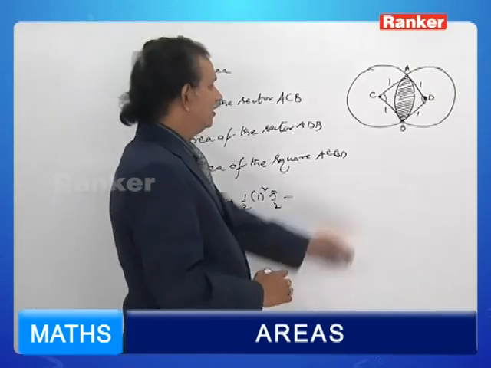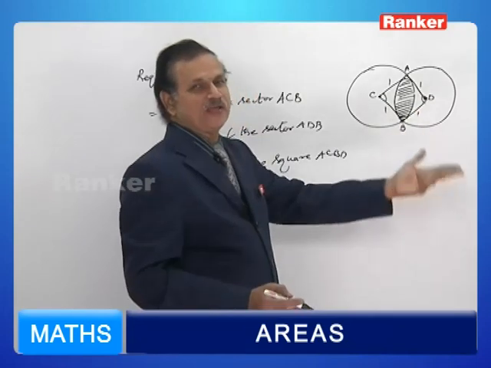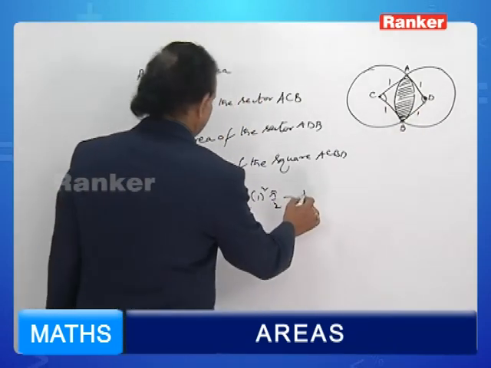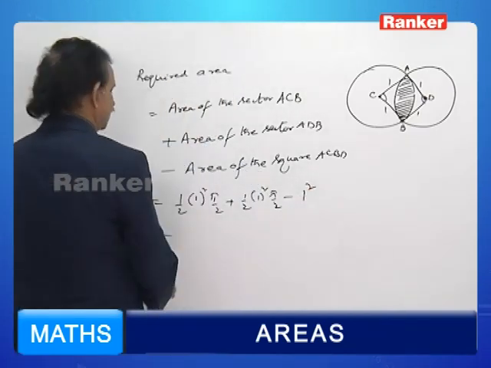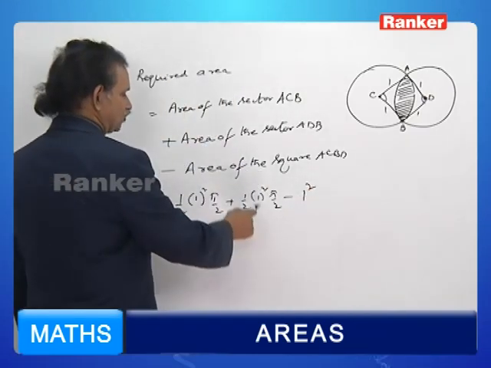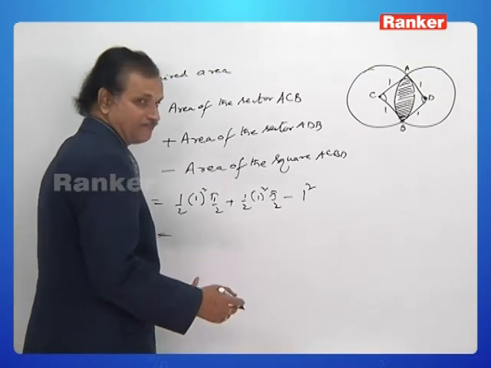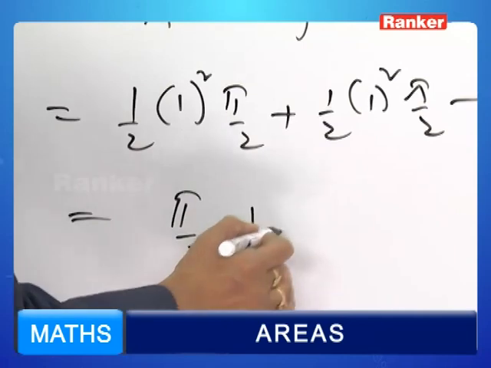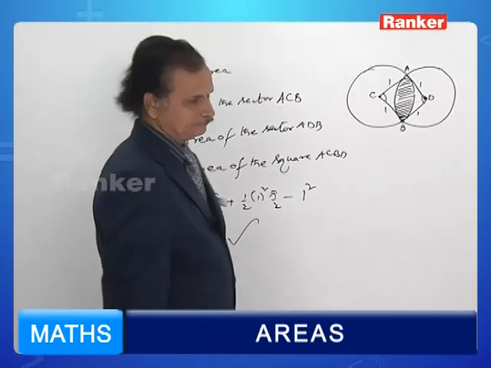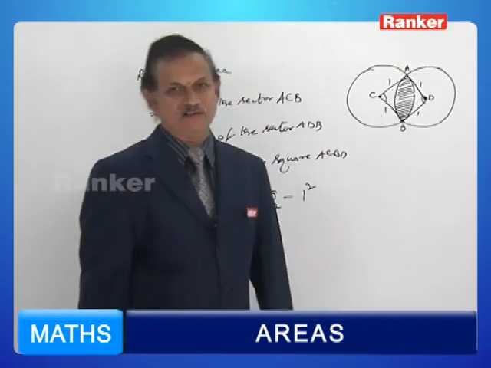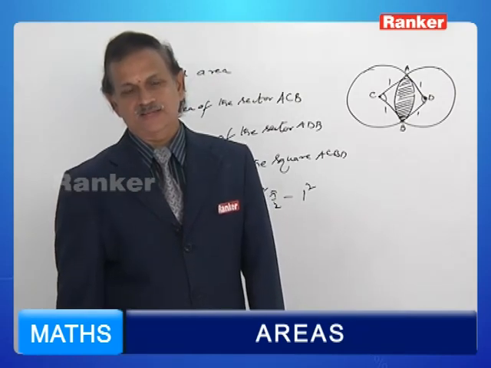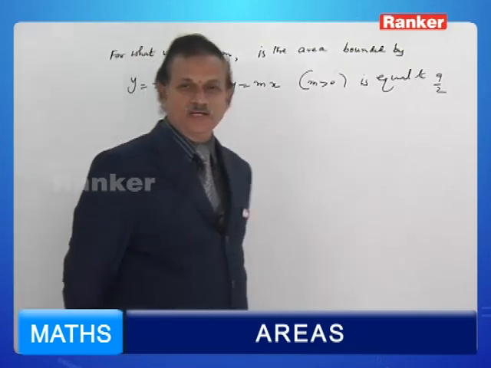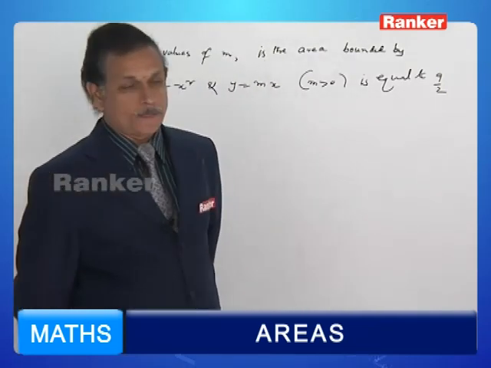What is that? The square, with each side 1, hence its area is 1 square. So this is pi by 4 plus pi by 4. What is pi by 4 plus pi by 4? Pi by 2. Pi by 2 minus 1 is of course the required area. That is the beauty of the problem. Observe it carefully. Look at the next question. It is readily available for us.